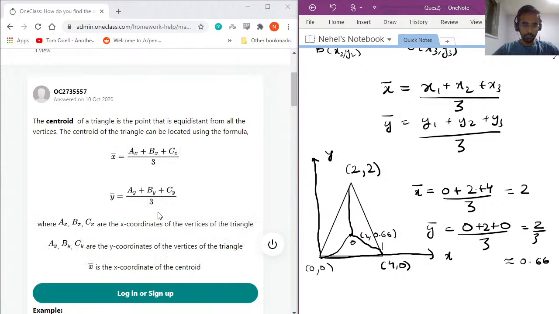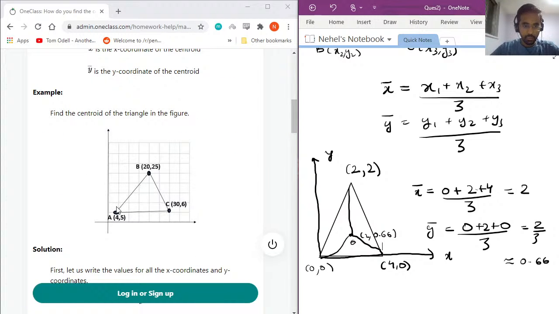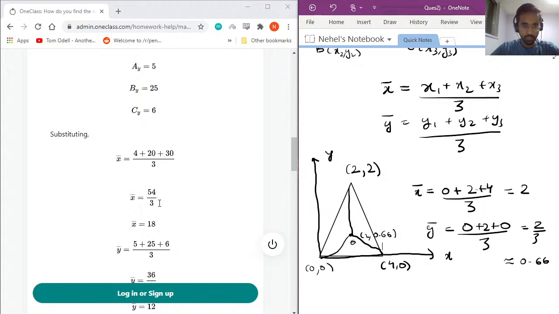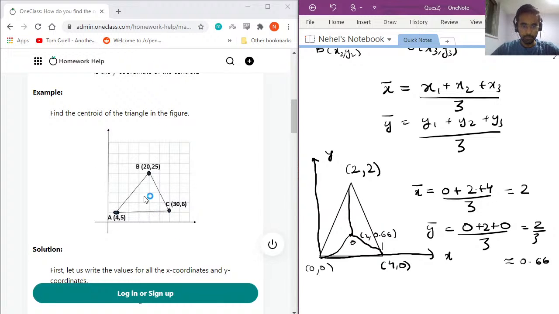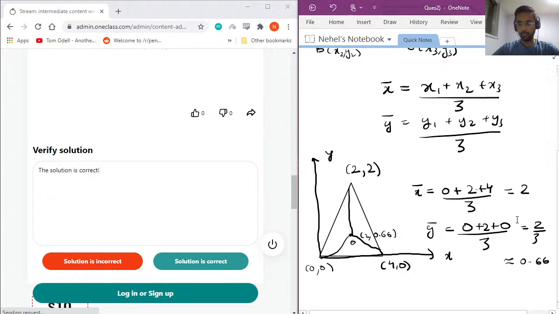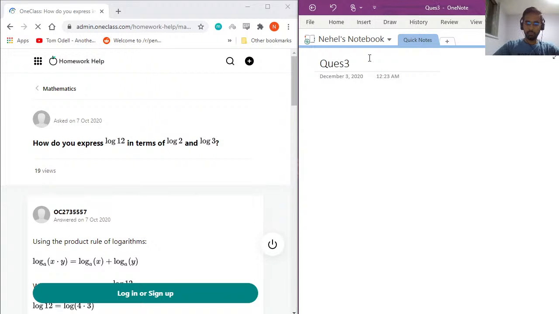Alright, so let's quickly ensure that's what the solution is saying as well. That's correct. And then they give an example, so 4 plus 20 plus 30 divided by 3, and similarly for the y coordinate, so it's at 18, 2, so somewhere here. So that sounds correct as well. Okay, so this answer is correct. Let's get into the next question, question 3 for today.